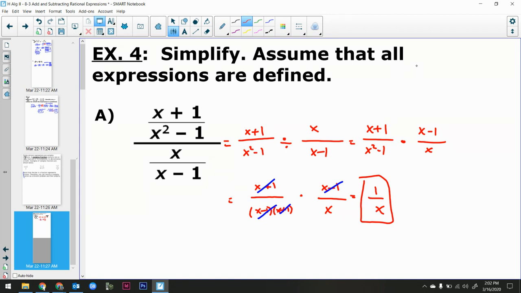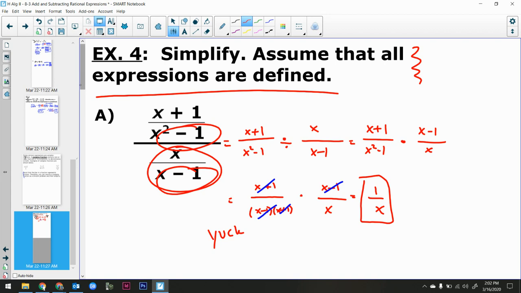Okay. Now, I assume all expressions are defined because this would be really funky to figure out what would be undefined. You'd have to look here to see what's undefined, here to see what's undefined, what this would equal to be undefined, because remember, that whole thing is in the denominator. And then we not only have to do that, but we have to say, well, this can't be defined either, because it ends up in the denominator. Yuck. So that's why I just say, assume all expressions are defined.